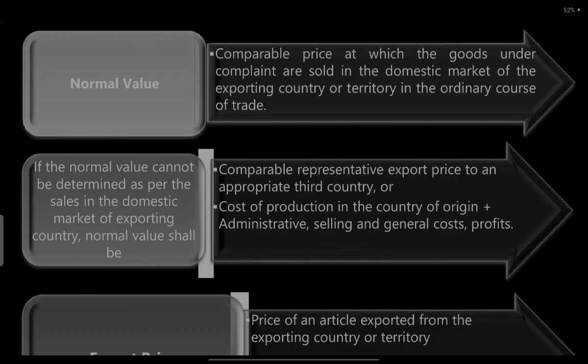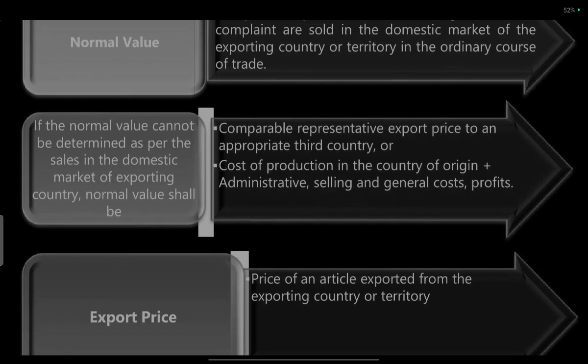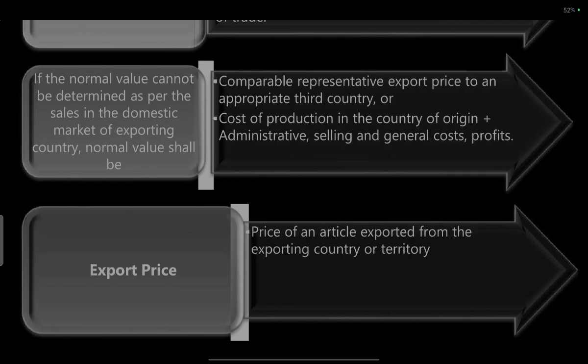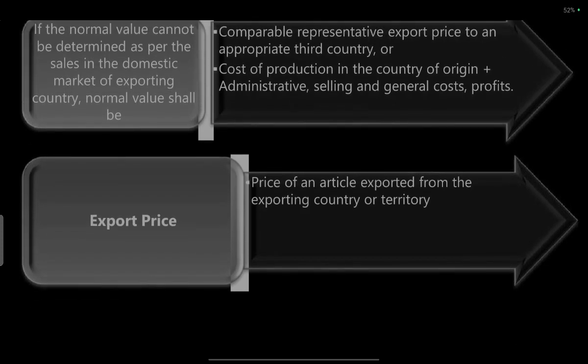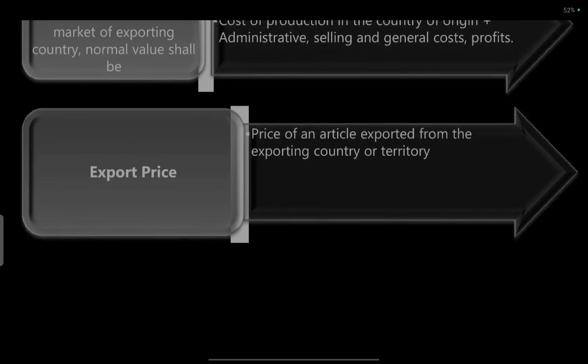Normal value is the comparable price at which goods under complaint are sold in the domestic market of the exporting country or territory in the ordinary course of trade. If normal value cannot be determined from sales in the domestic market of the exporting country, normal value shall be the comparable export price to an appropriate third country, or the cost of production in the country of origin plus administrative, selling, and general costs plus profits. Export price is the price of the article exported from the exporting country or territory.